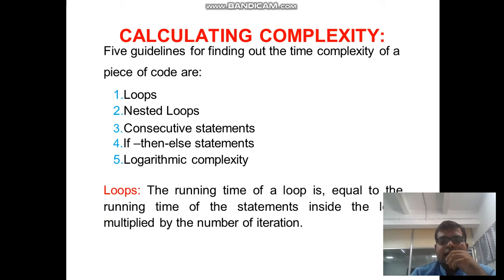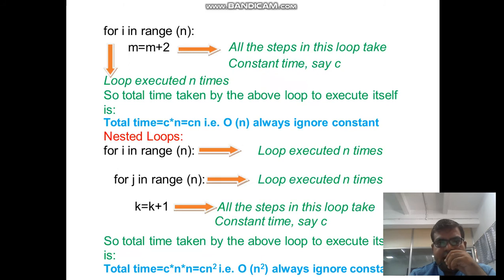So we exclude all the constants, and whatever the highest term is, we consider that our algorithm efficiency. So here O(n square) is our algorithm efficiency. How do we calculate the complexity efficiency of an algorithm? There are 5 things: one is the loop, another is the nested loop, third is the consecutive statement, fourth is the if then else statement, and fifth is the logarithmic complexity.